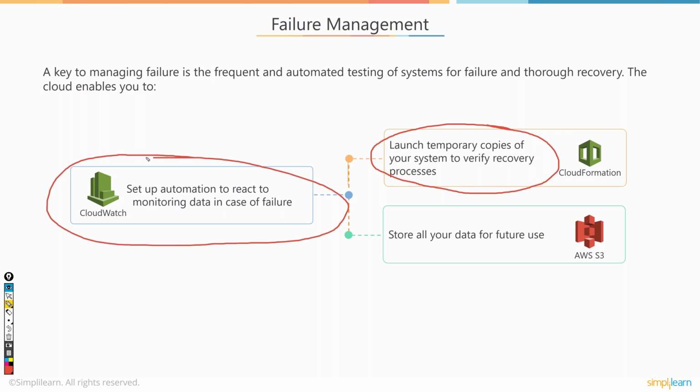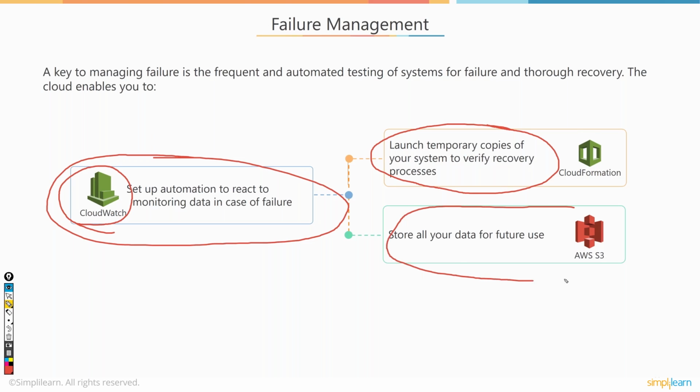Another one is to set up automation to react to monitoring data in case of failure. It's very important. We use this system called CloudWatch. We can set up specific thresholds and rules saying, hey, if the CPU on any server within my whole environment goes beyond, I don't know, 75% for more than 5 minutes, maybe email me about that, or email the whole group, or initiate a specific task, and you can specify what task you want, maybe add extra resources.